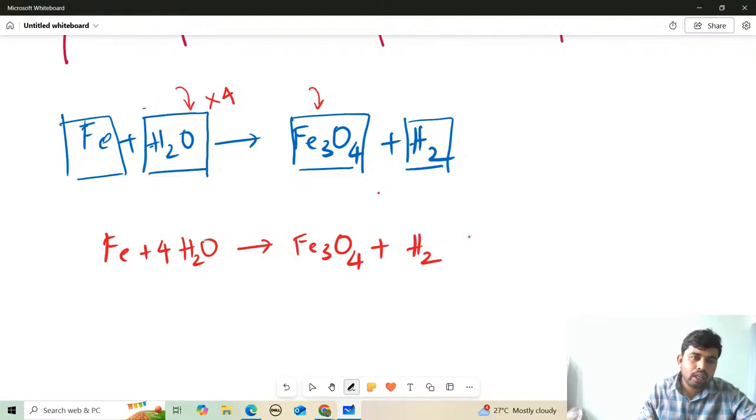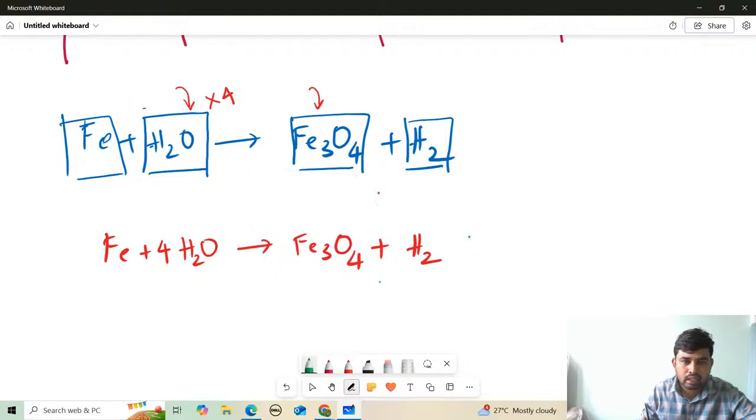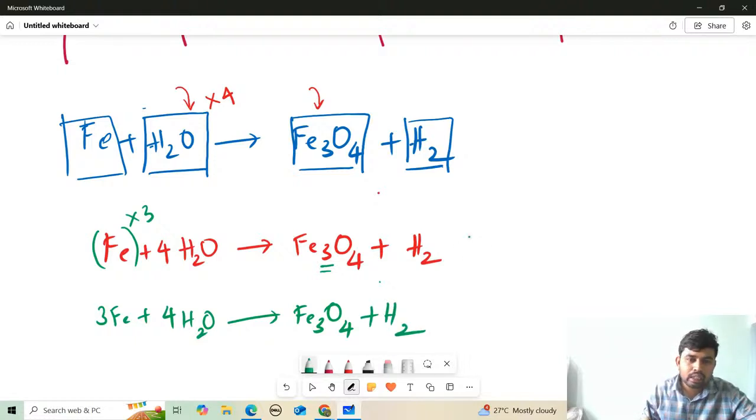Now see, next, we have balanced the oxygen. We should balance iron. How many irons are there on the right hand side? Three irons are there. So I'll multiply this one with 3. So I'll get the equation as 3Fe plus 4H2O gives rise to Fe3O4 plus H2. Now we have balanced the iron as well as the oxygen.